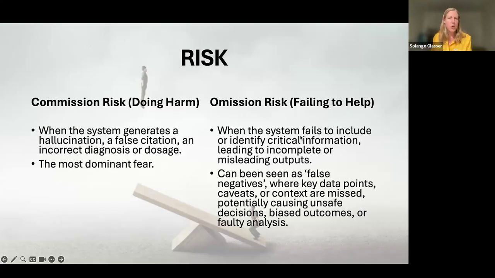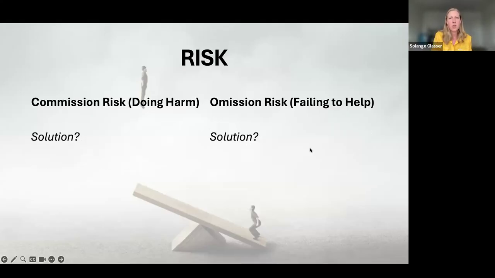Omission risk is when the system fails to include or identify critical information, and this can lead to an incomplete or misleading output. A great example is when there are things that are fairly obvious to a human, that we might not feed into the system, but because we have human lived experience, we know that if we put certain information in, it's going to mean something else. But the large language model or other generative AI system simply hasn't been fed that information, and therefore it omits that really important information from its output. Again, in the medical field, this can cause unsafe decisions, biased outcomes, or faulty analysis. So we've got those two types of risks.